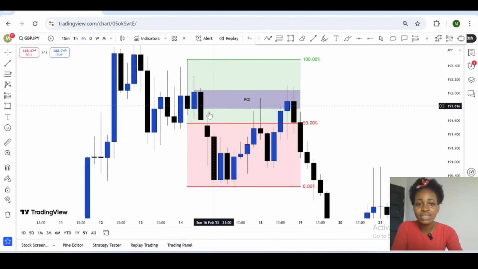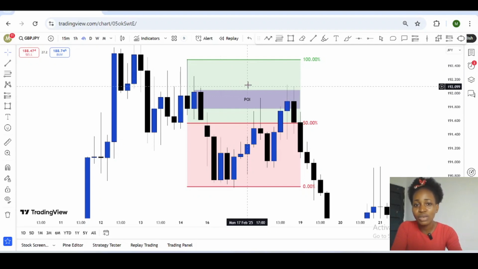The reason is that getting a fair price at this upper part is better, like it's cheaper when you pick a trade around this point and you are targeting the down part. It's cheaper than when you are picking a trade around this point. Now that I've identified my point of interest on the 4 hours time frame, what I will do next is go down to a lower time frame to see how price is going to react to my point of interest.